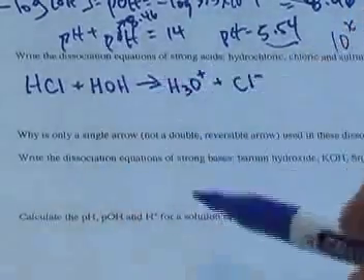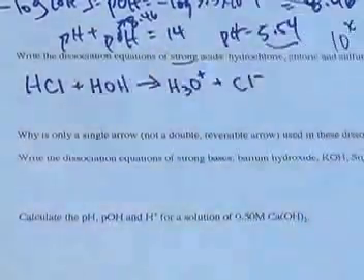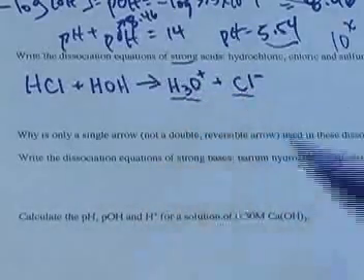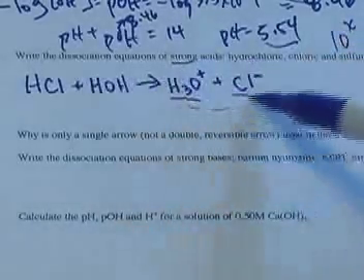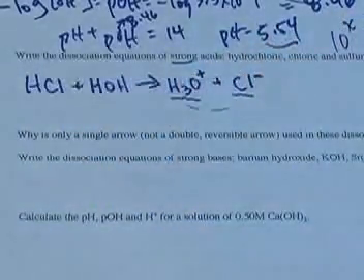Notice I only used a single arrow, and there's a question about that in just a little while. The reason why is because it's a strong acid, and our equilibrium will lie far to the right, and there will be lots and lots of this, and very little of these things remaining at all.